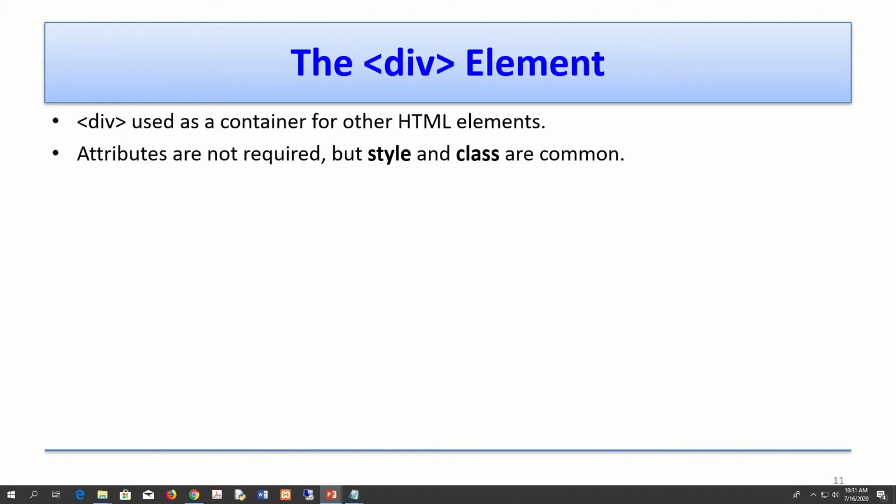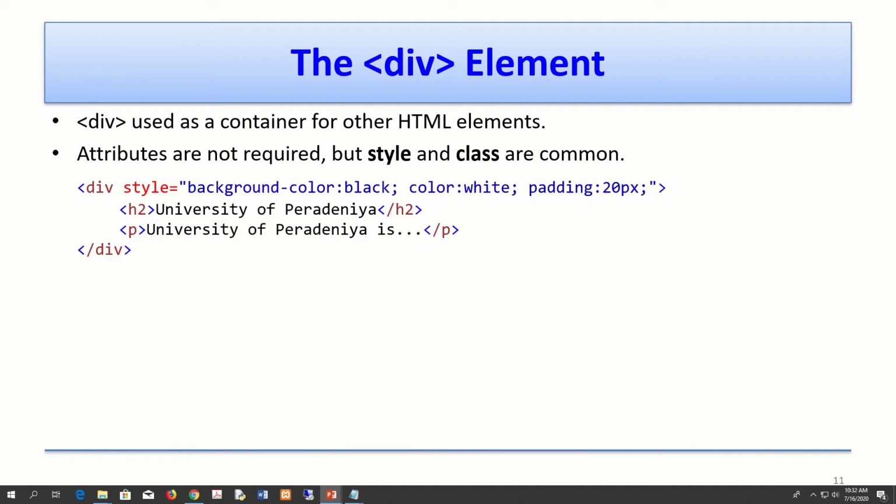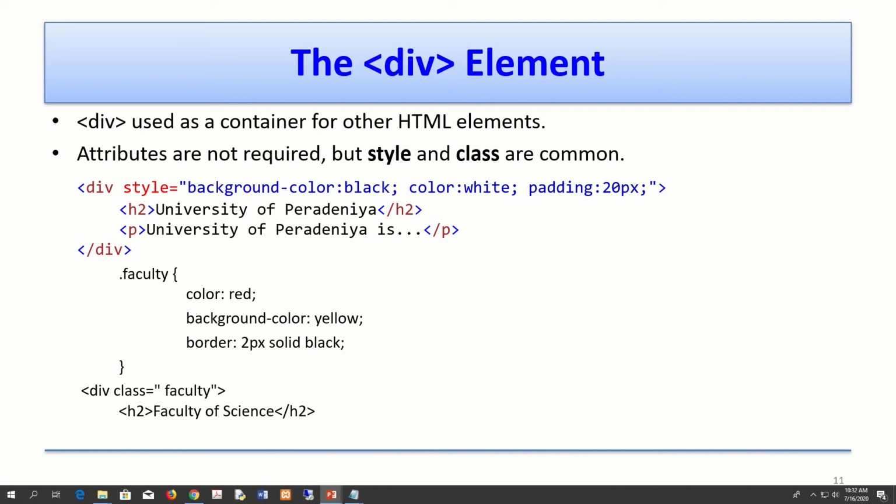Here, attributes are not required, but style and class can be used. For example, this level 2 heading and this particular paragraph can be considered as one particular division. Then we can define a particular style for that division, or we can define a particular class and then set that class inside that division. So you can use both ways. Let's see this in an example.